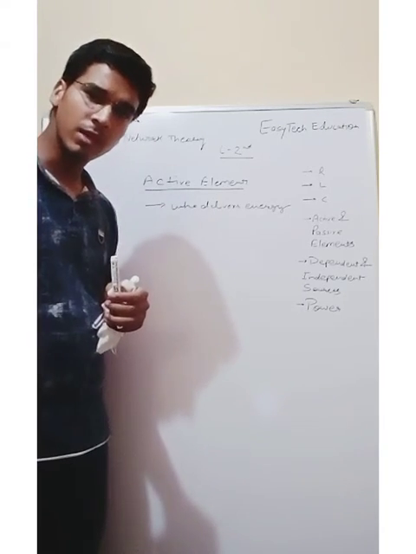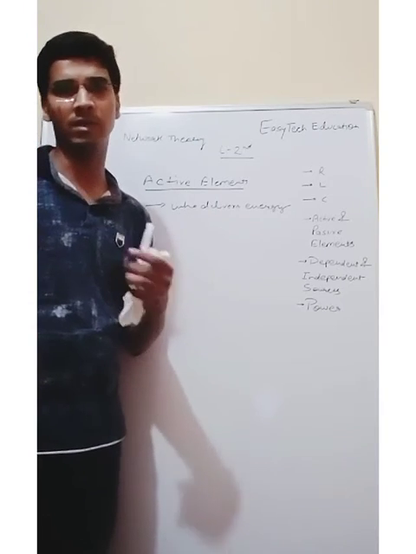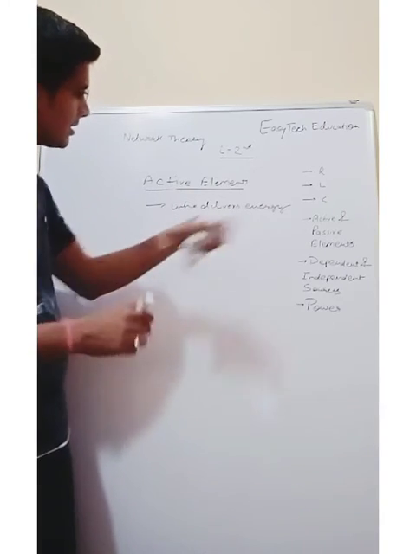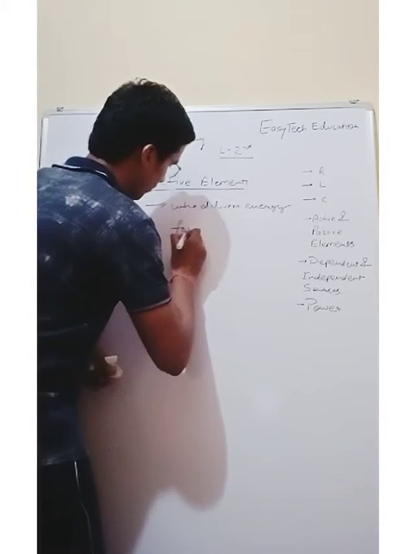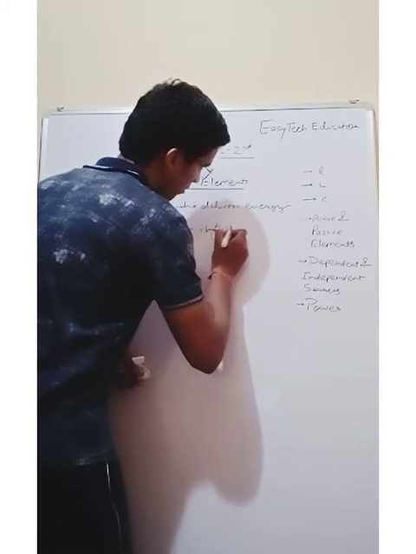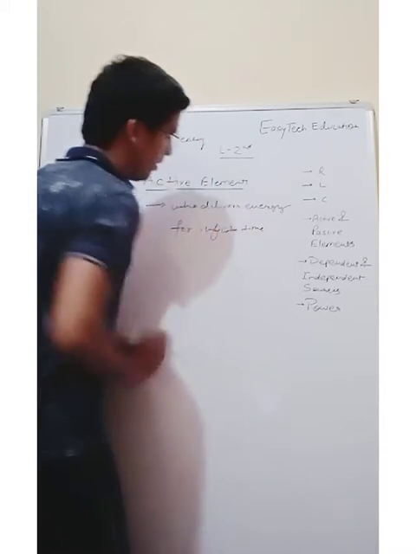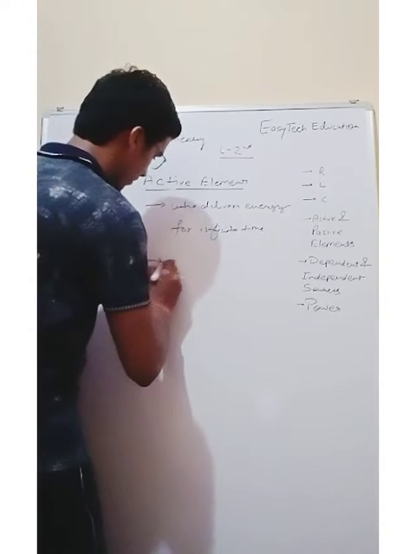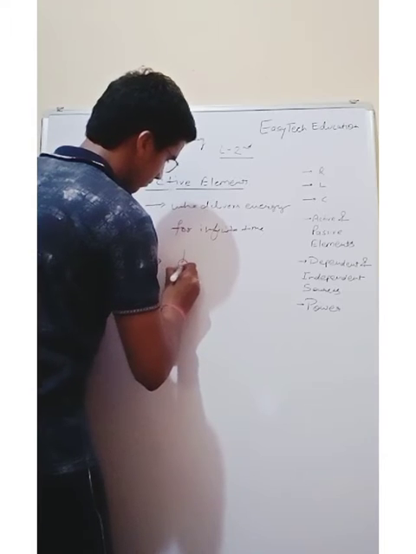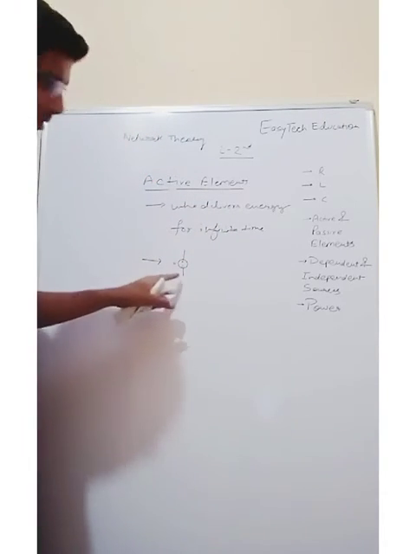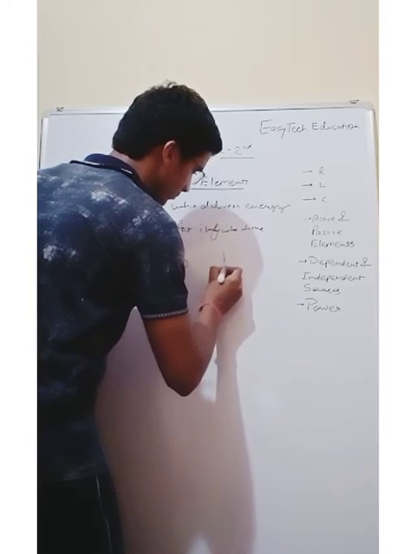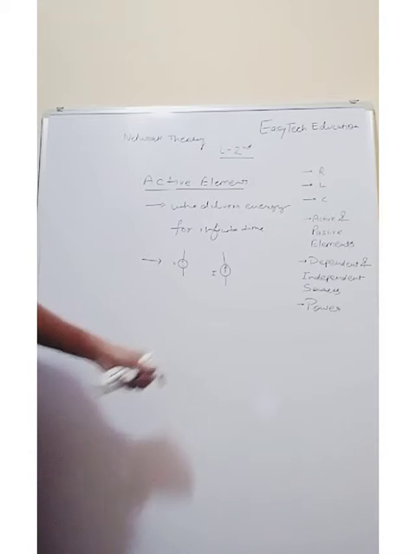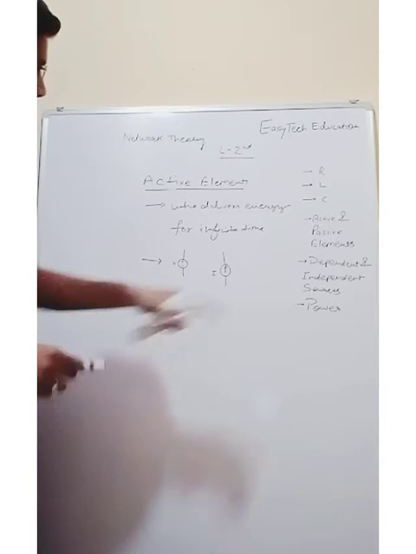After that they cannot deliver energy. That's why they are not active elements. Active elements are those elements which deliver energy for infinite time. That's why they are known as active elements. Like this is the voltage source, this is the current source. They are active elements. Now we will discuss passive elements.